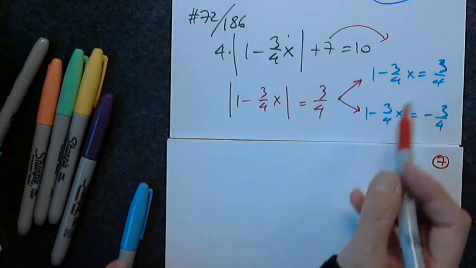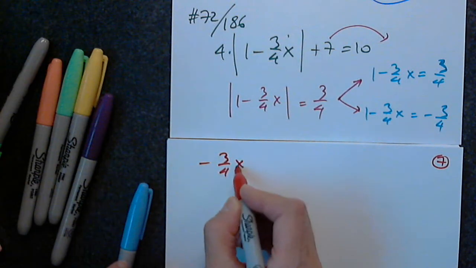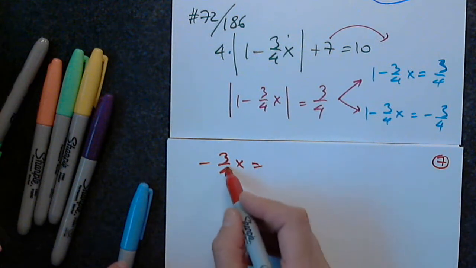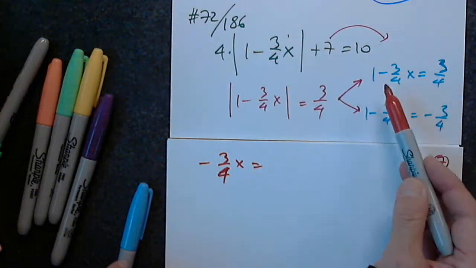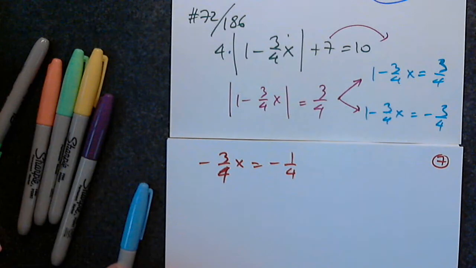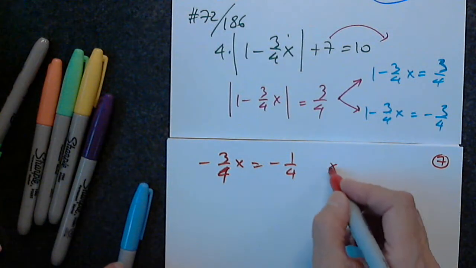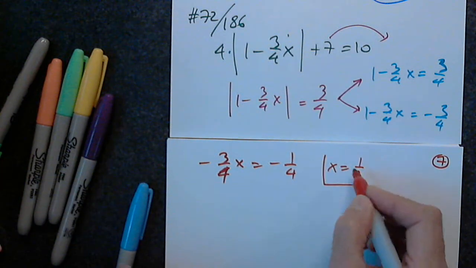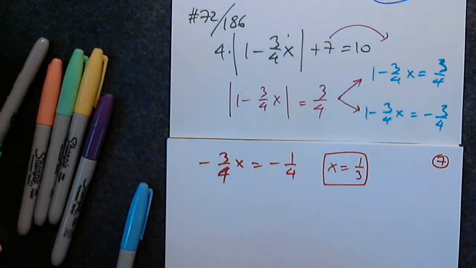I move 1 to the other side. So negative 3/4 x equals 3/4 minus 1. I'm missing a quarter. Or x equals 1/3. Do you need me to show any of the intermediate steps or anything? Is this clear?